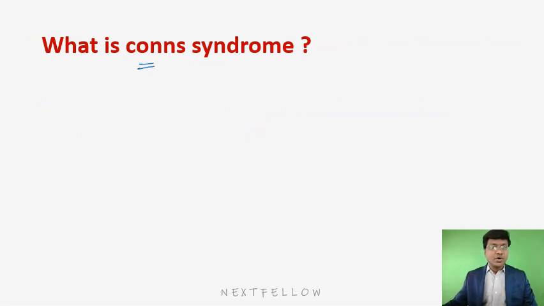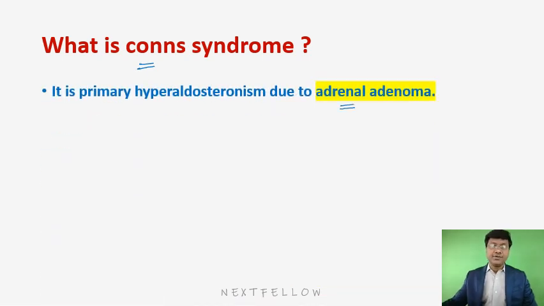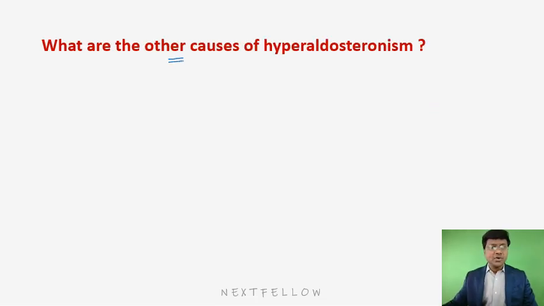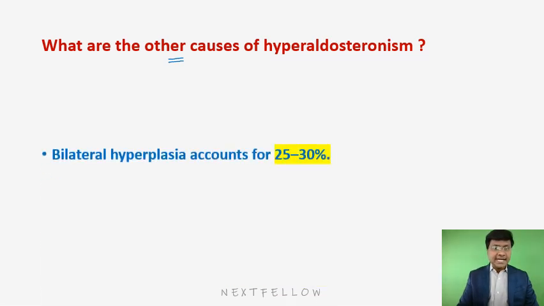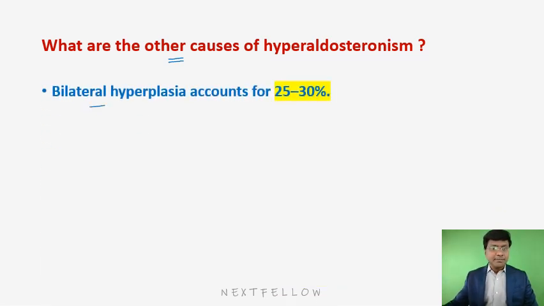And what is Conn syndrome? Conn syndrome is the clinical condition characterized by hyperaldosteronism due to adrenal adenoma. See, hyperaldosteronism can be either primary or secondary. Primary hyperaldosteronism is again due to adrenal adenoma or adrenal hyperplasia, and if it is due to adrenal adenoma, that is called Conn syndrome. And what are the other causes? Other causes include bilateral adrenal hyperplasia, which accounts for 25 to 30% of cases.